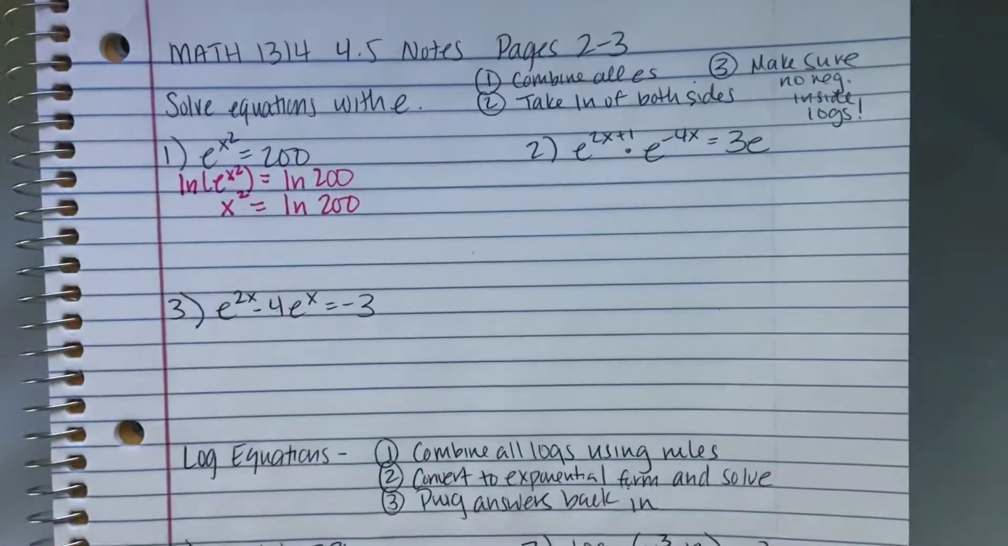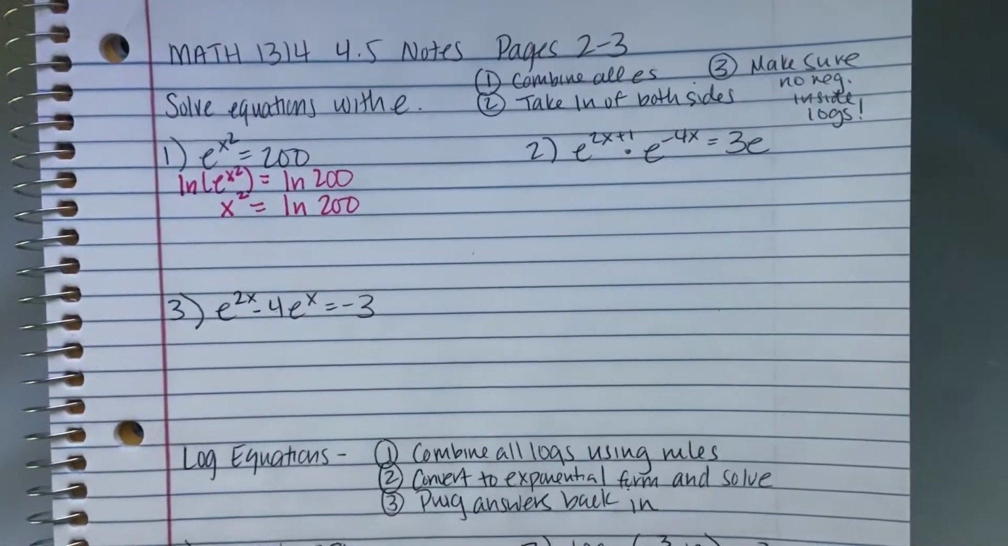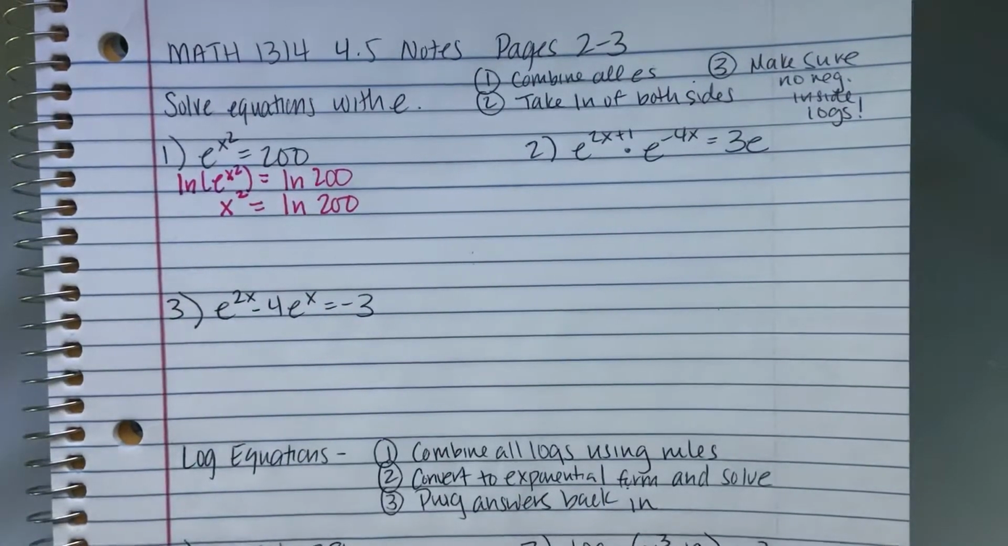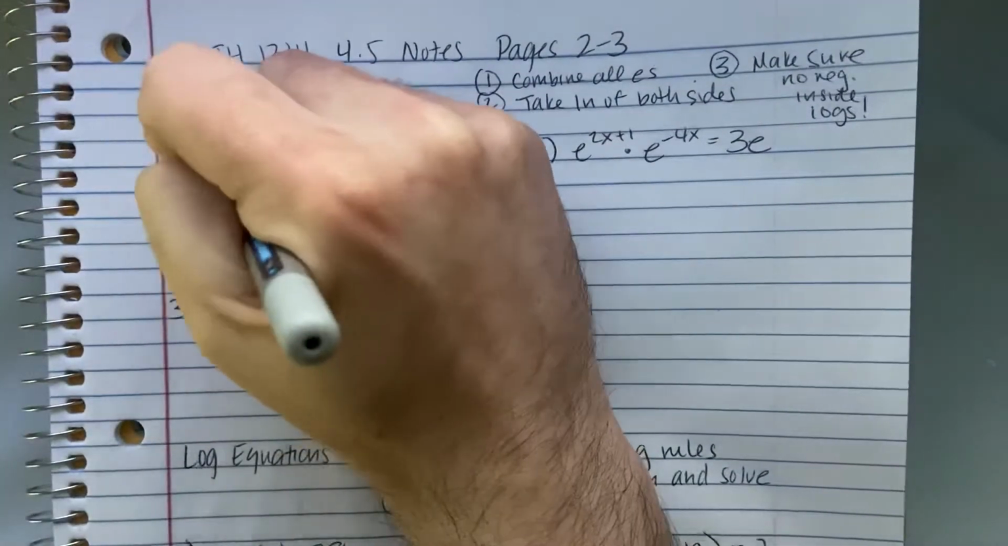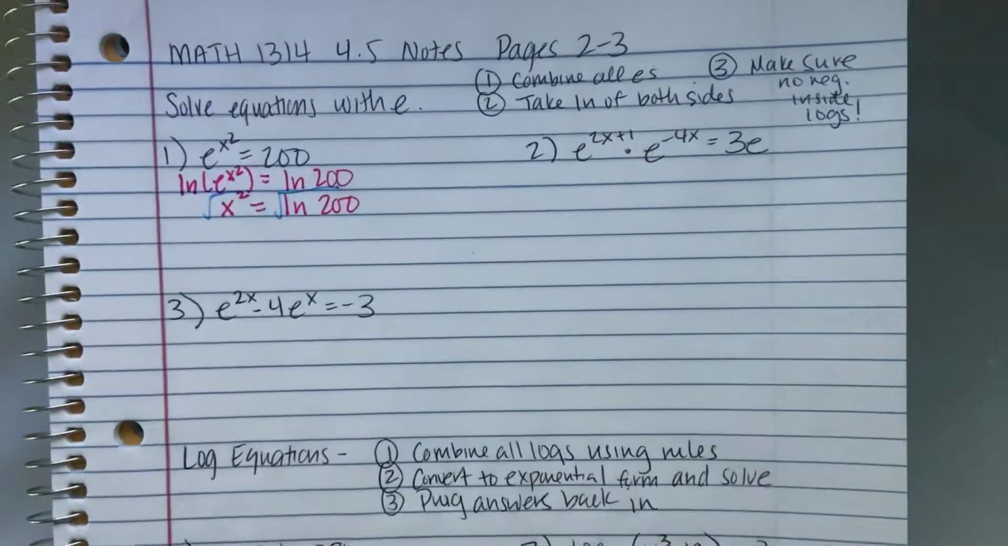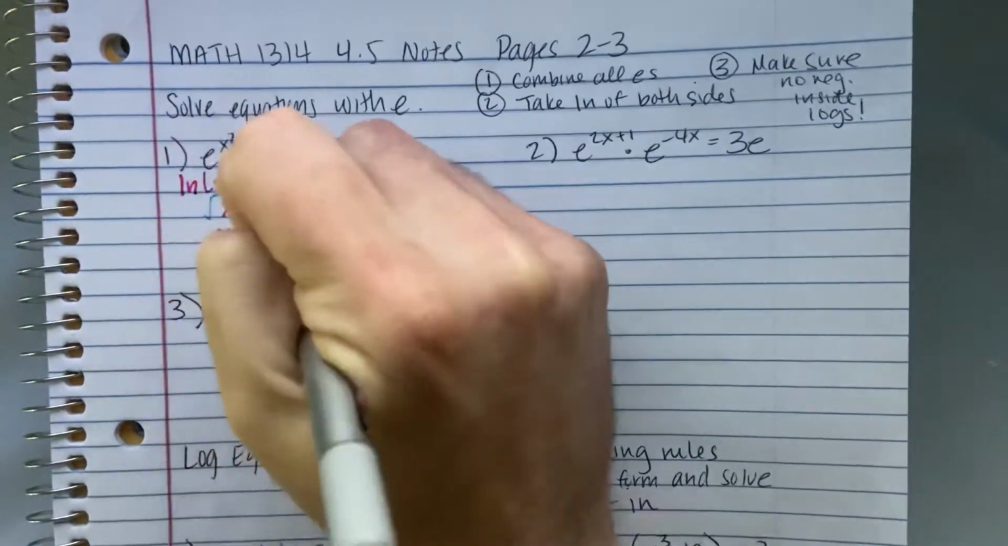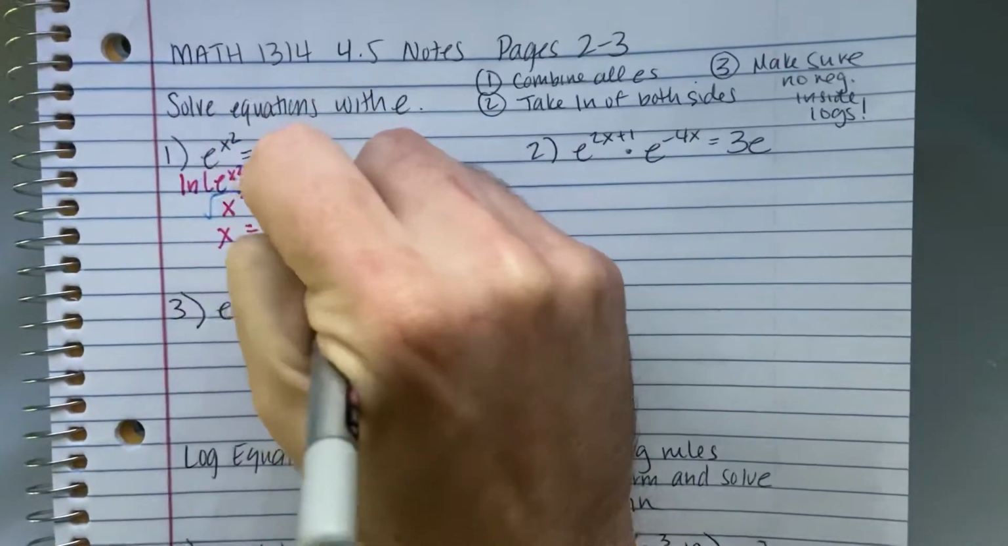Now I'm really just solving for x. And I do that by taking the square root. So we take the square root of x squared and the square root of the ln of 200. So that means x equals plus or minus the square root of the ln of 200.